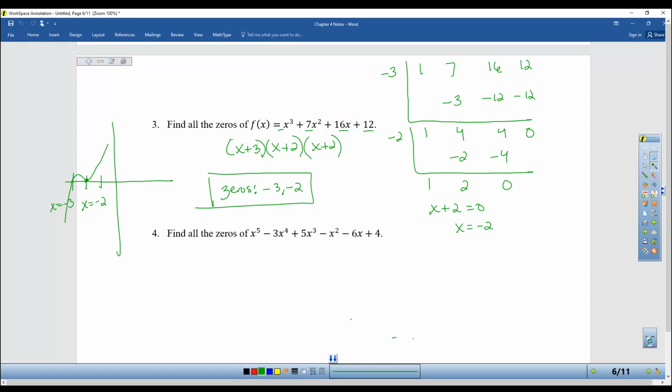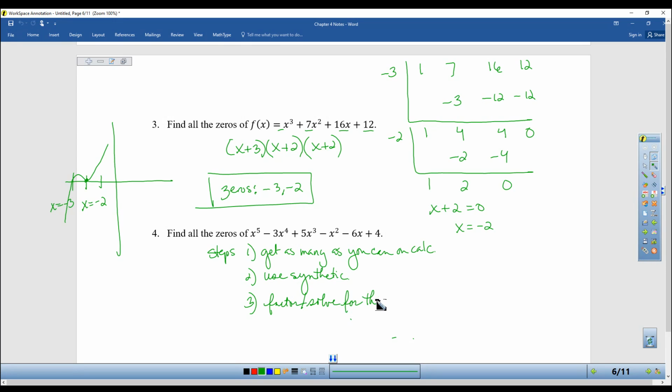Next one. So when you see this, if you can't factor it, then your steps are always going to be, number 1, to get as many zeros as you can on the calculator. And then your step 2 is going to be to use synthetic division. And then 3, factor or solve. This one we didn't have to factor. It was already down to a linear equation. Factor or solve for the rest.